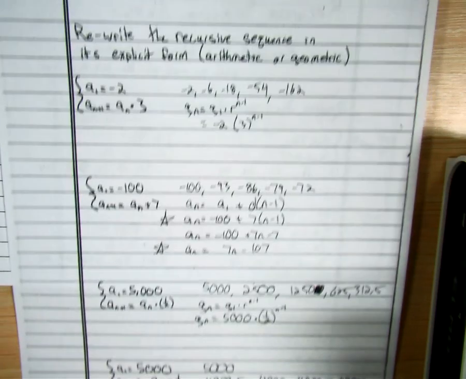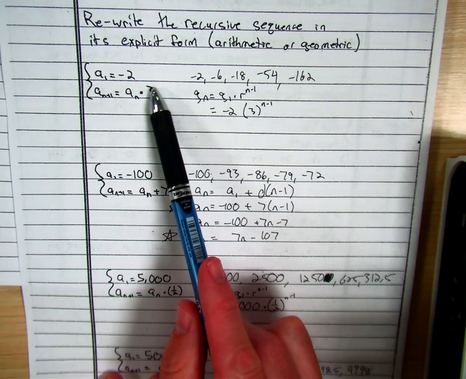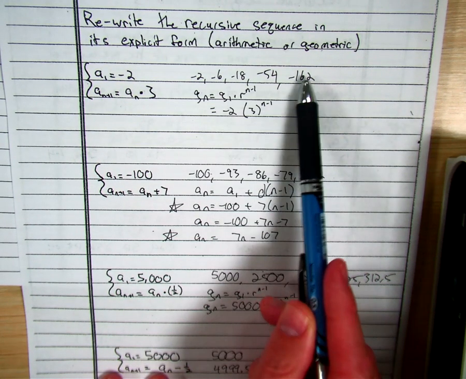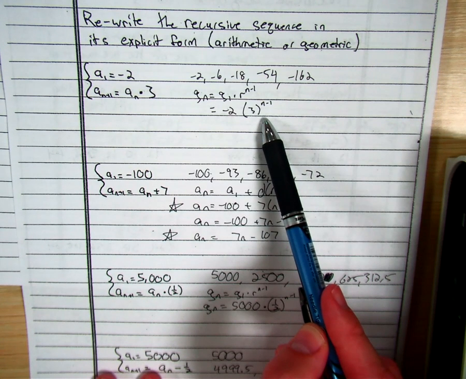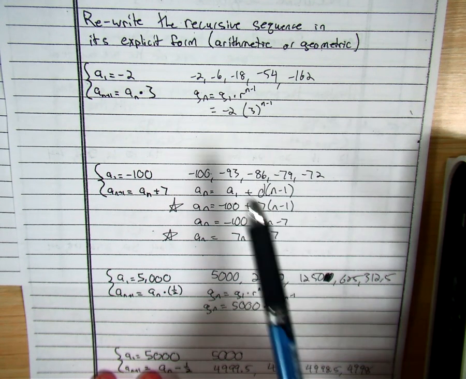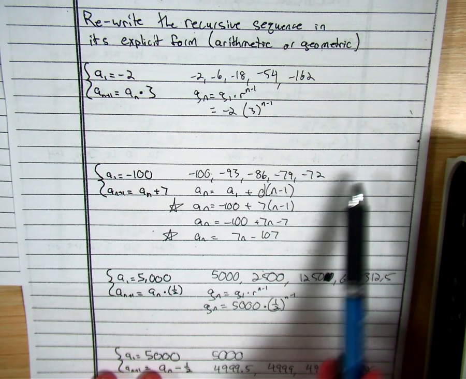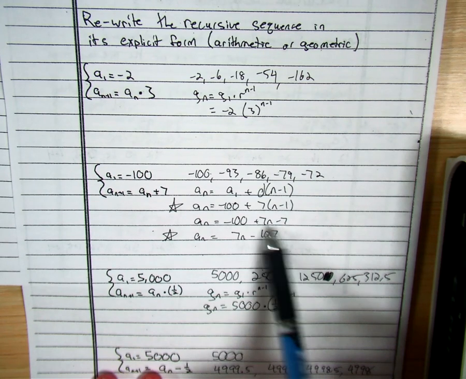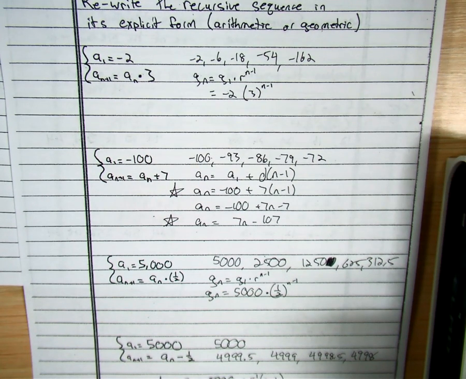Alright, let's check it out. There are the top two. We got a multiplying one: negative 2, negative 6, negative 18. So our first one was negative 2, and our r number is 3, to the n minus 1. And for our arithmetic one, we keep adding 7. So we could have this formula or that one. Either one. Pretty short lesson today.